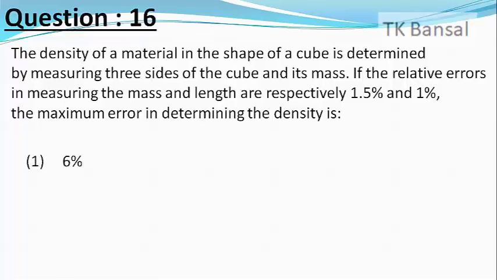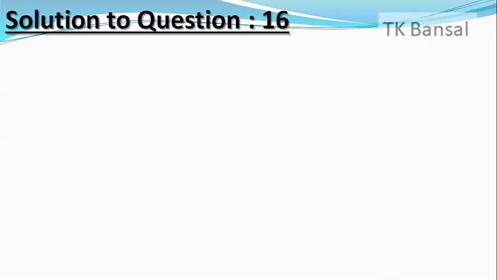Then the choices are 6%, 2.5%, 3.5% and 4.5%. It's a very simple question from error analysis.